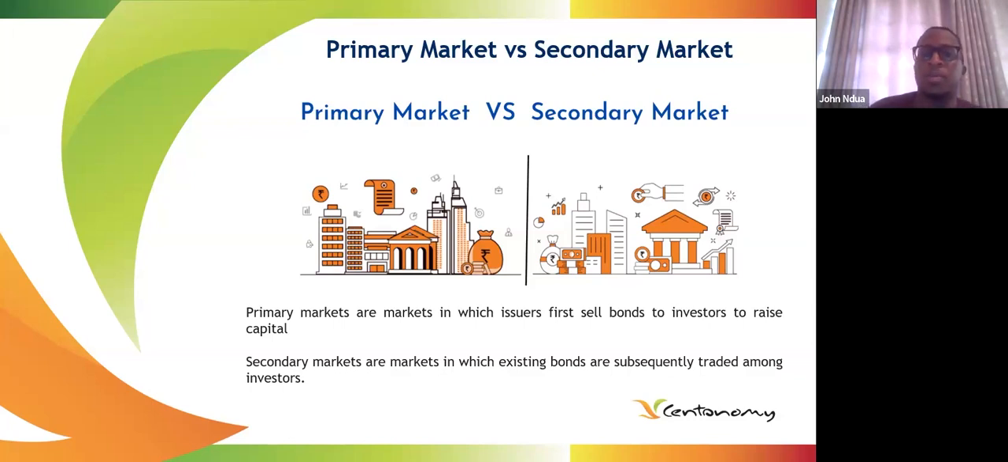Number two, we have the secondary market. The secondary market is where the people who bought the bonds in the primary market are given a chance to sell to investors within the secondary market. So that's called the secondary market. It's now the people who are holding the bonds can sell it to other investors. That is the difference. So how does the money move in those two scenarios?